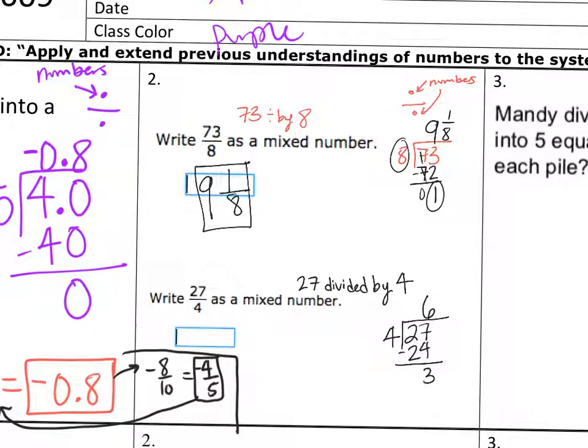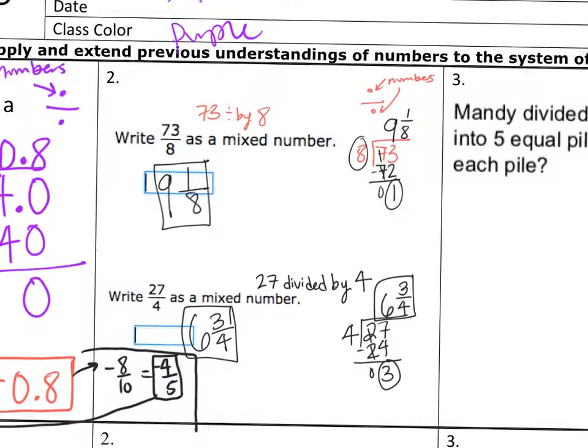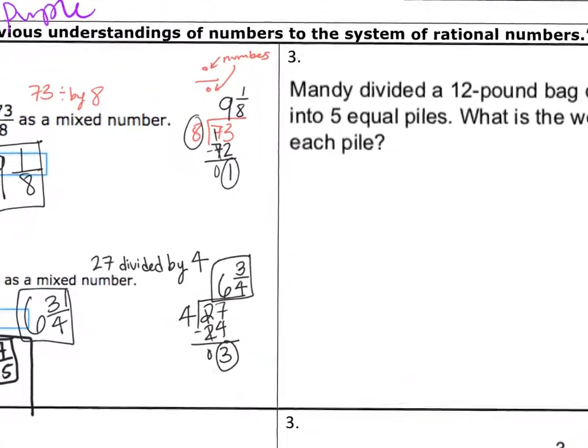7 minus 4 is 3. 2 minus 2 is 0. So I have 3/4 left over. So this written as a mixed number is 6 3/4. Now Monday, number 3, now it's a word problem.